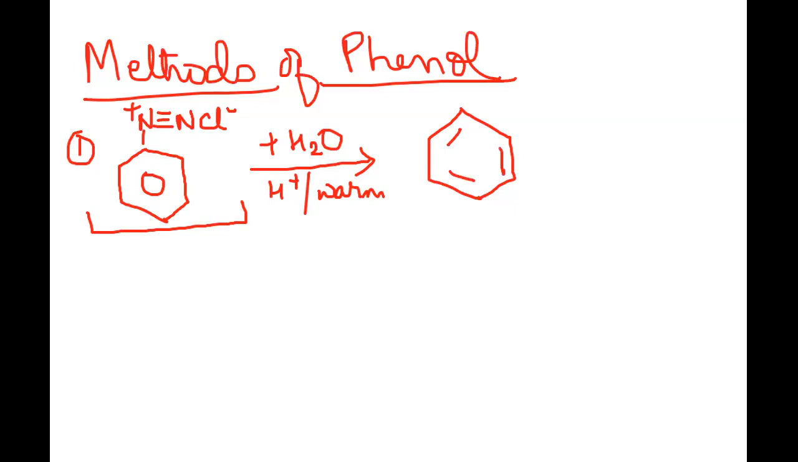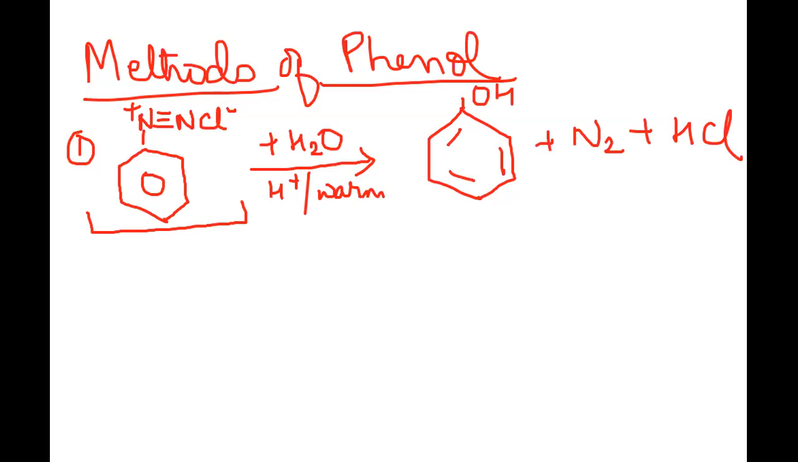And this is going to take an OH, plus an N2 will be formed, plus an HCl will be formed. This is a very simple, easy method to remember in preparation of phenol from benzene diazonium chloride. Okay. How is benzene diazonium chloride prepared?